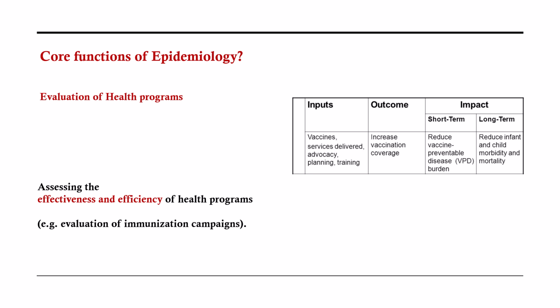Short-term impact is like that. Reduces vaccine preventable disease burden in the community. So vaccine preventable diseases are there like diphtheria, pertussis, tetanus, polio, hepatitis B. All these are vaccine preventable diseases. Tuberculosis is also a vaccine preventable disease. Reduce the vaccine preventable disease occurrence in the community. That's the short-term impact of the program. What is the long-term impact of the program? Reduce infant and child morbidity and mortality.